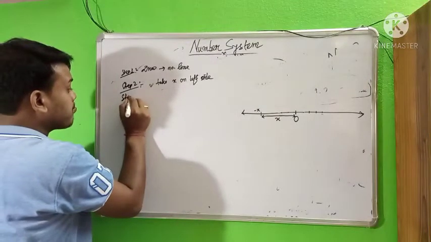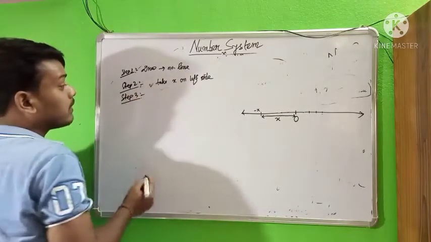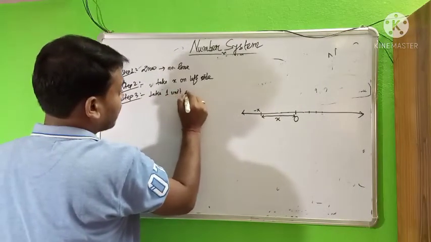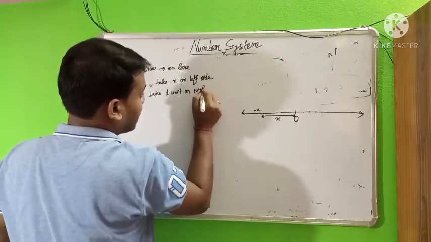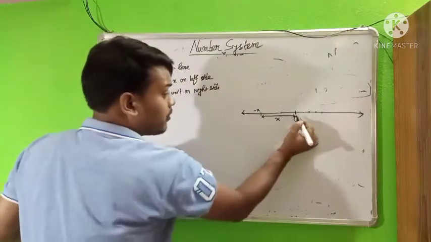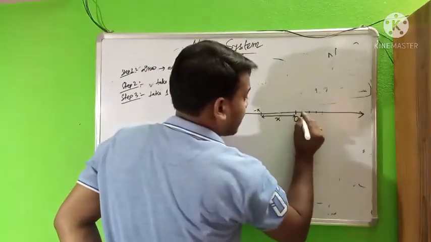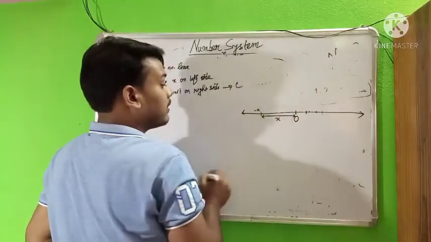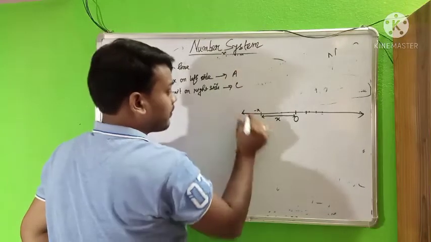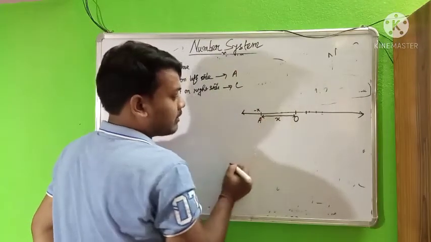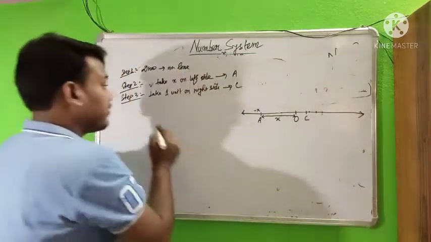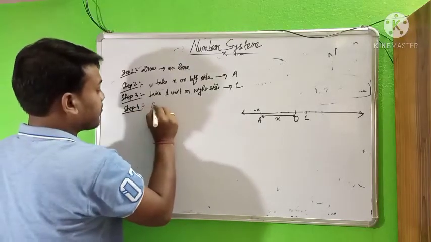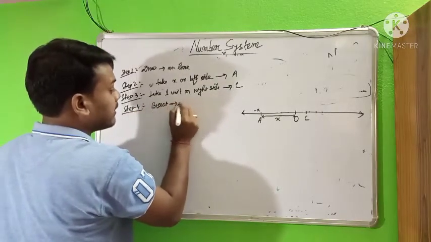Step 3: take 1 unit on the right side. From 0, we will take 1 unit on the right side, and name it A. The point at minus x, name it C. Next, step 4: bisect AC.